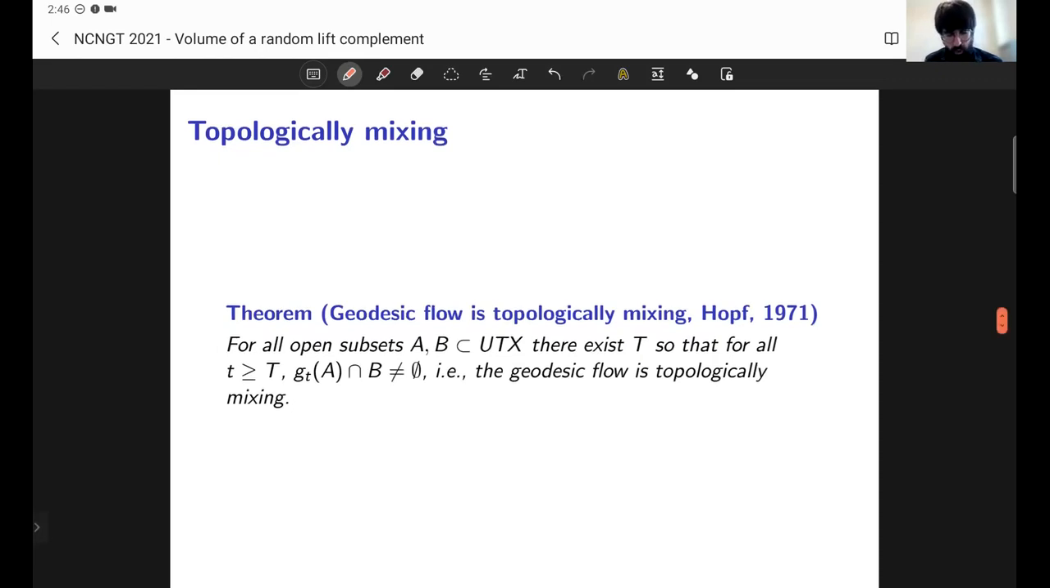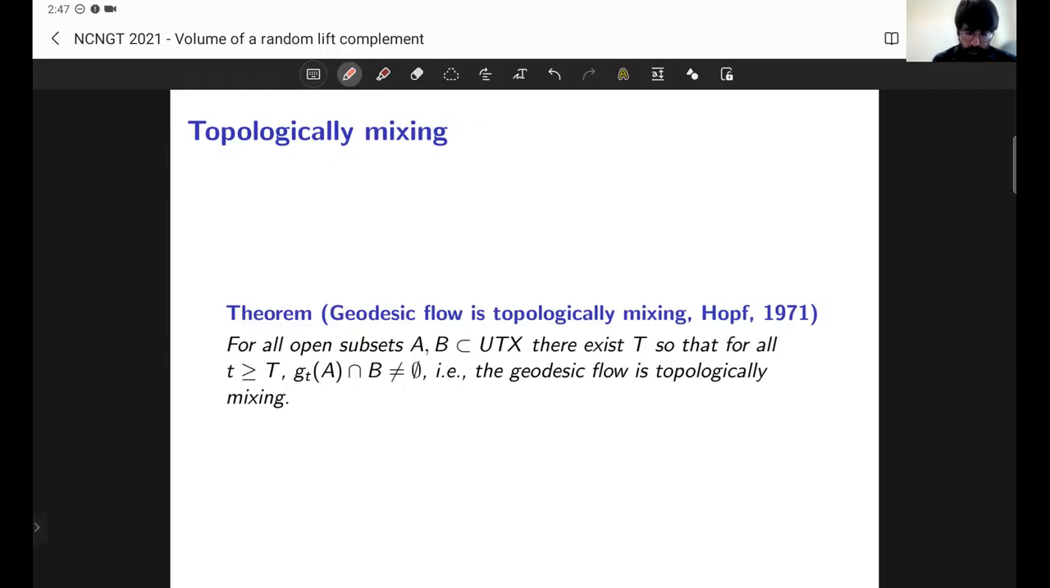It means the following. If you have two open subsets A and B of the unit tangent bundle, then you can find some long time T, which will depend on these two open sets, so that for all t larger than T, the intersection of B with the translate by the flow of the open subset A is non-empty. So if you have two, in principle, completely disjoint open sets, and you fix one of them and let the other flow by following the geodesic flow for a very long time t, eventually the geodesic flow is going to make it intersect with your fixed open set B.